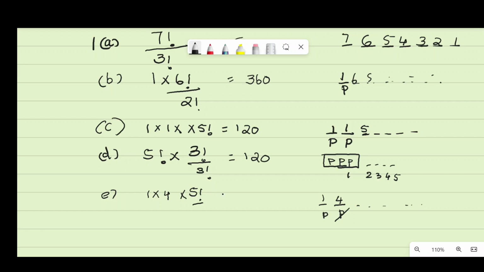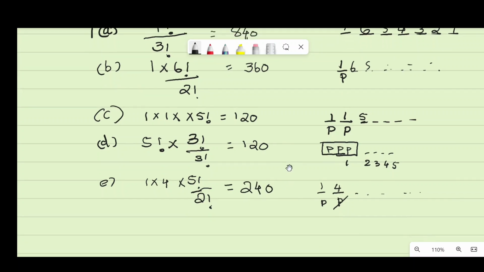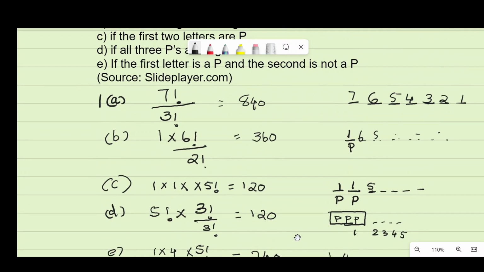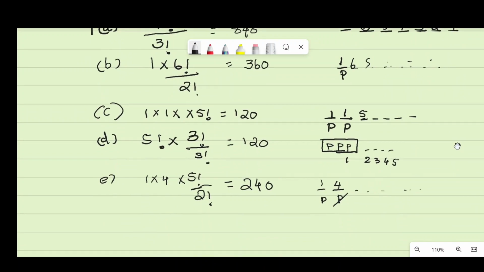Then in the remaining 5 letters, are there any repetitions? You used 1 P, so there are 2 P's here. So you divide 5 factorial by 2 factorial. So this will be the answer. So the answer will be 240. So here, let me show you the question once more. The question says the first letter is a P and the second letter is not a P. That's what we saw here. I hope you understand. If you have any doubts, write your doubts in the comment box.